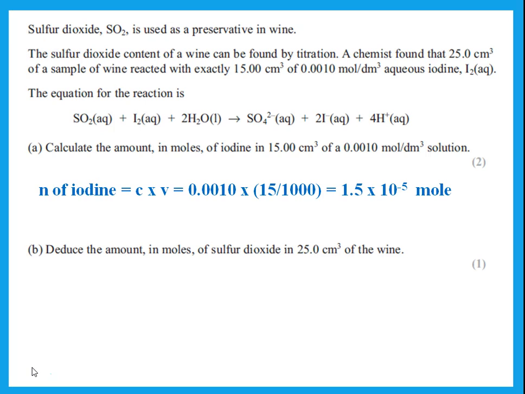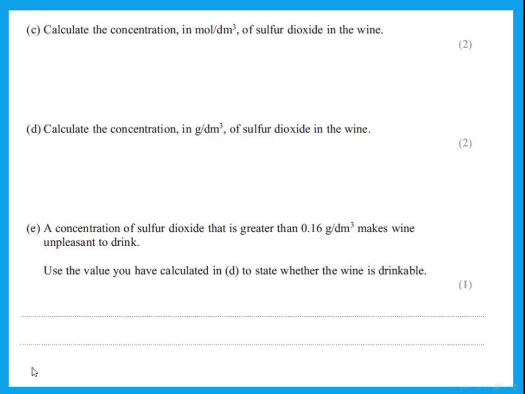Now deduce the number of moles of sulfur dioxide in the wine from the equation of sulfur dioxide and iodine. We have the number of moles of iodine, so the number of moles of sulfur dioxide from the equation should be the same. Calculate the concentration of sulfur dioxide. I should know that concentration is number of moles over volume. So I have the number of moles and I have the volume in decimeter cubed, and that comes out to be 0.0006 mole per decimeter cubed. So this is the concentration in mole per decimeter cubed.